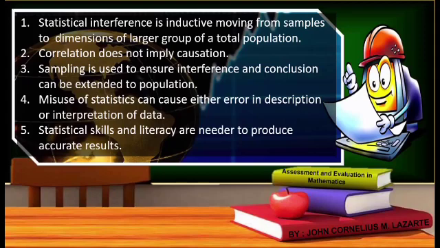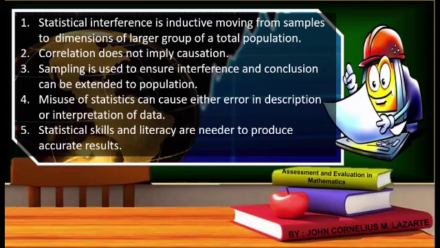Number 3, sampling is used to ensure inference and conclusions can be extended to the population. Just like in conducting a study, if there is a large number of people involved in a population, we get a sample from that group, and when we interpret the data or the result of the study, we can extend the whole essence of the study as reflected to the whole population.